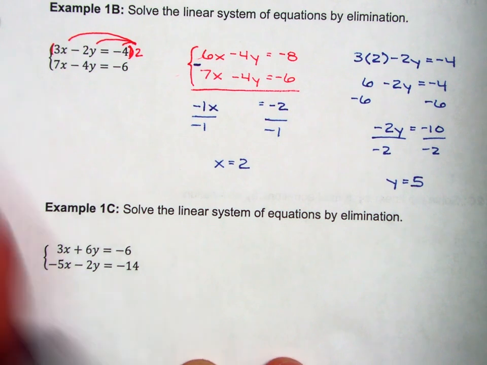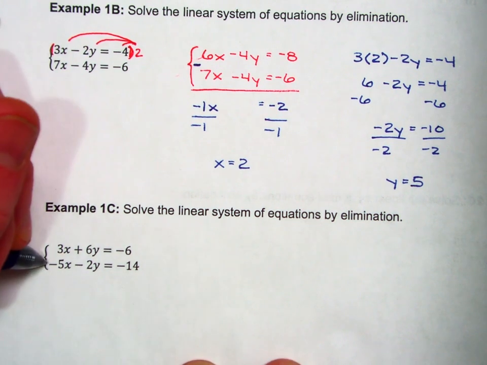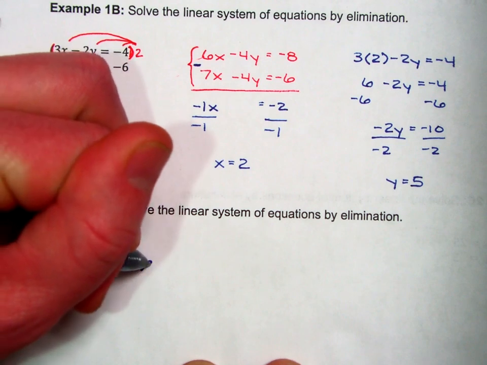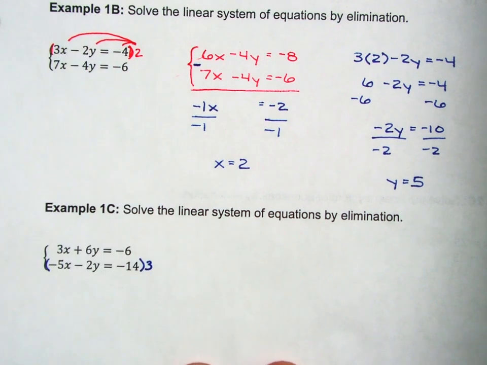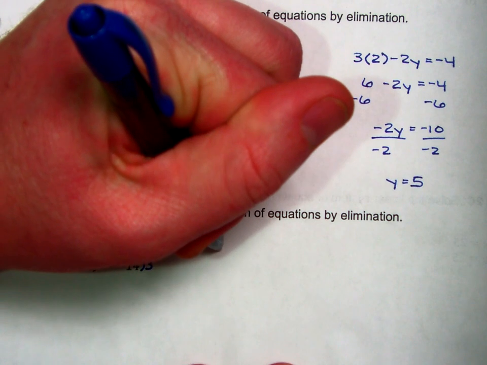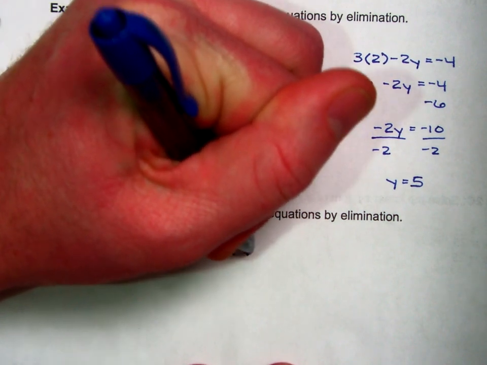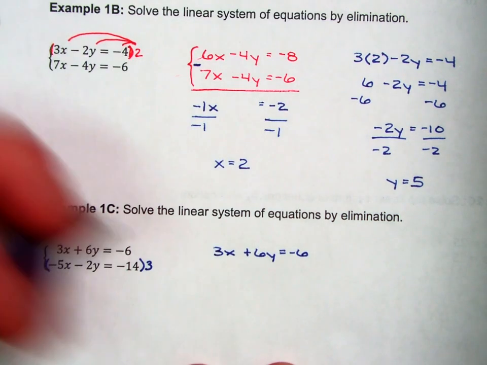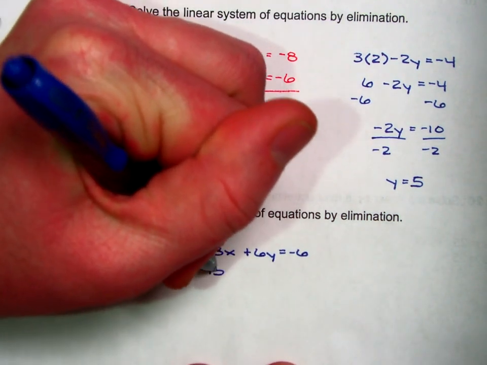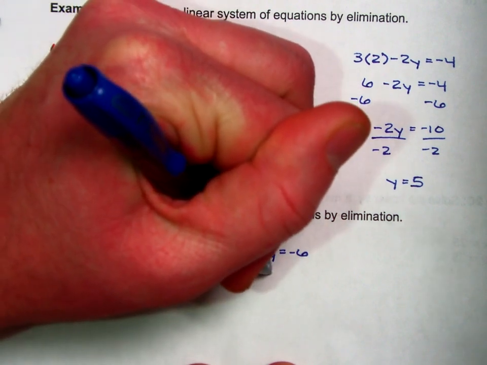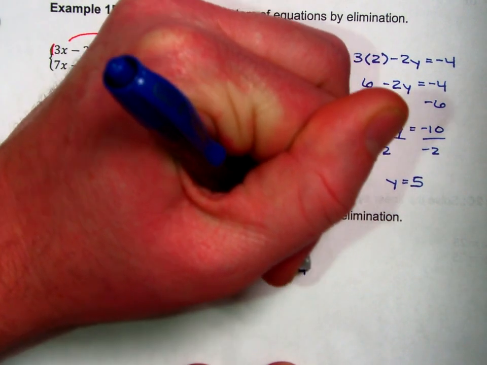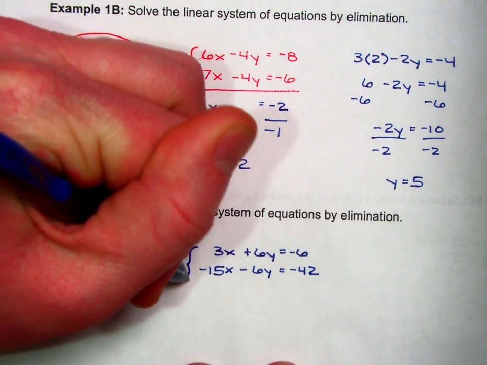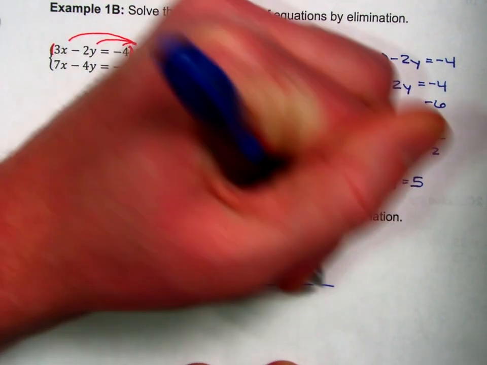For this third example here, what we're going to have to do is multiply the second equation by a factor of 3. And that's going to make my 2y into a 6y that matches that first equation. So the first equation is going to stay as 3x plus 6y equals negative 6. And my second equation is now going to become negative 15x minus 6y, and that's equal to a negative 42. So that's the system that we're trying to solve here.